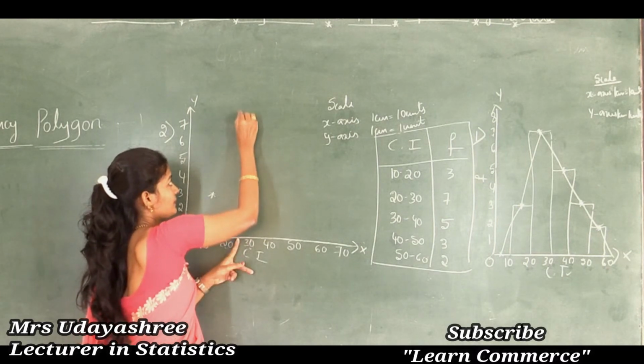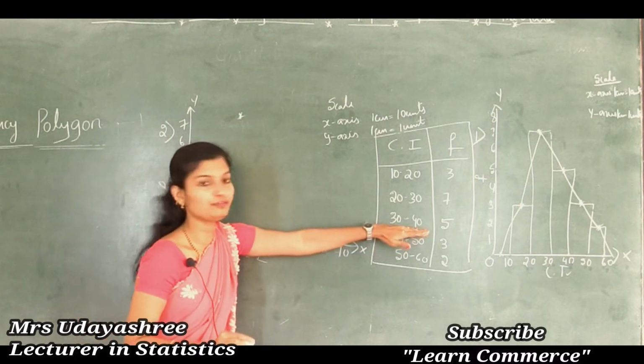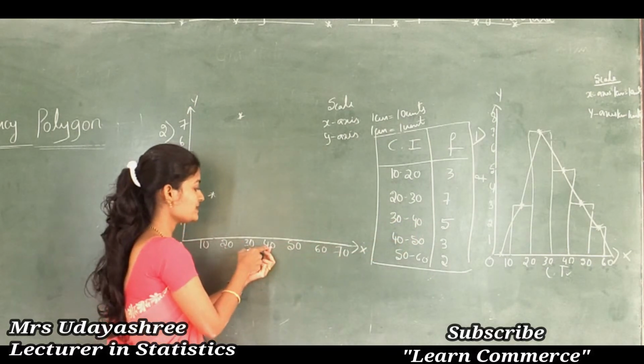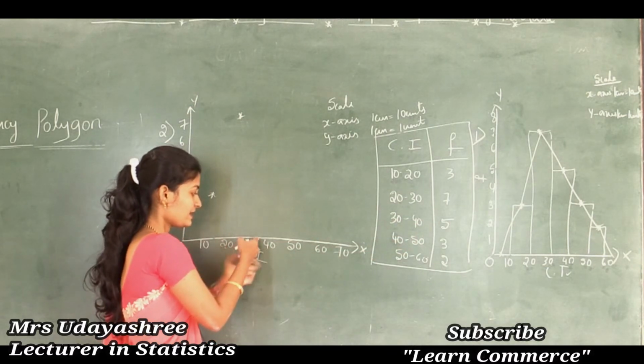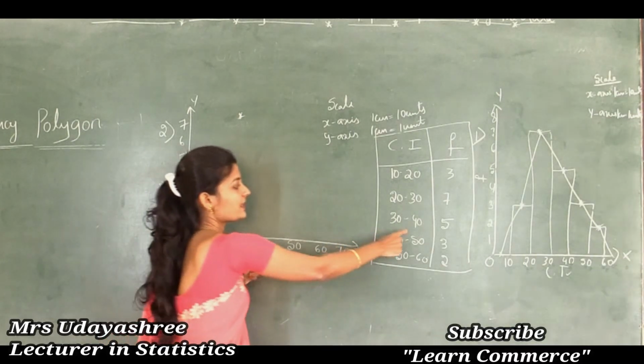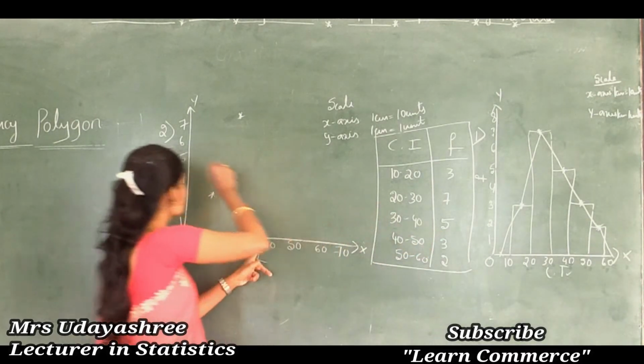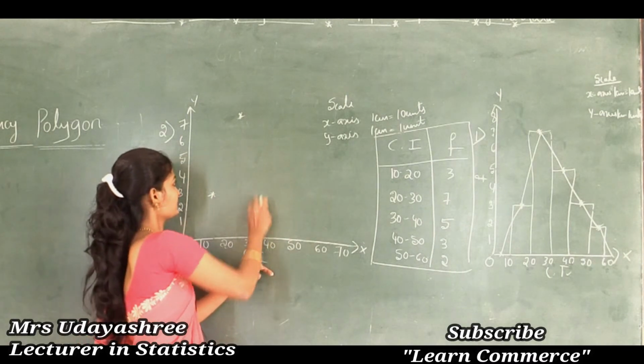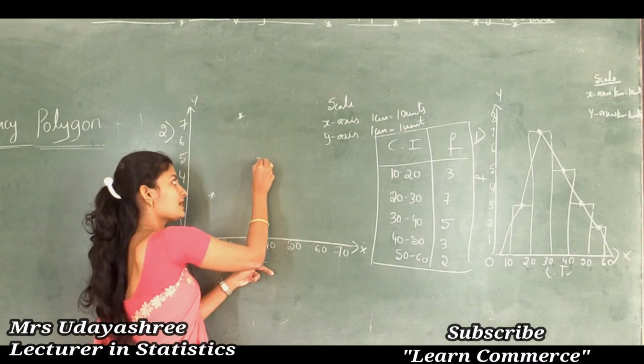Next class is 30 to 40. See, 30 to 40 is here. For that the midpoint is 35. It comes here. The corresponding frequency is 5. So 5 is here. So here we need to mark like this.